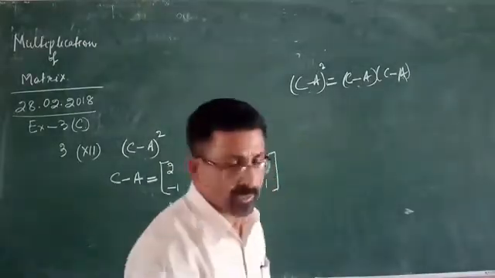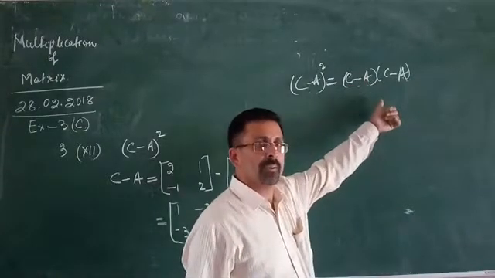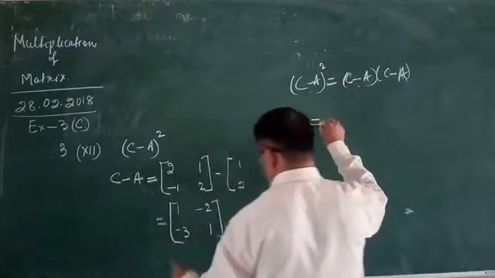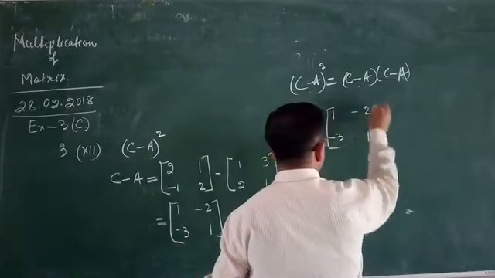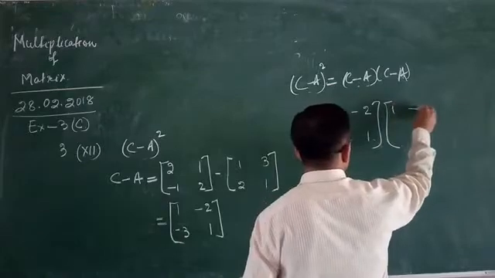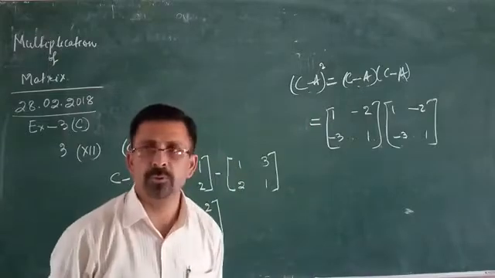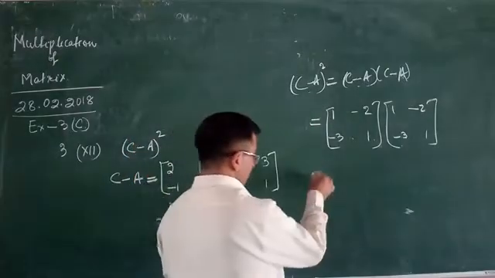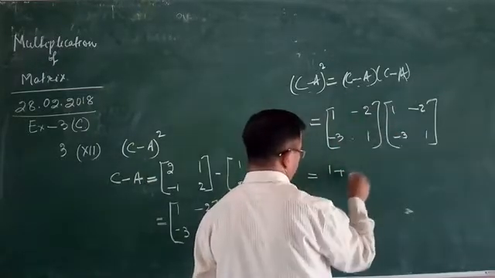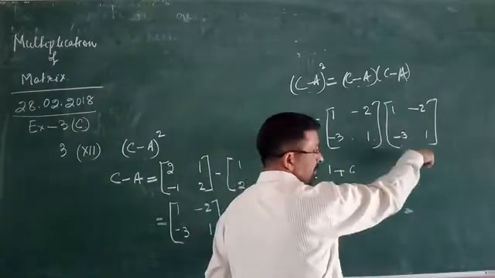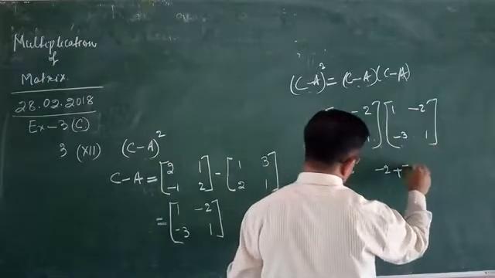Now the meaning of this is that this matrix is multiplied by itself. So C minus A is calculated: 1, negative 2, negative 3 and 1. Then the same matrix 1, negative 2, negative 3 and 1. Now we are going to use the concept of multiplication. First row and first column: 1 into 1, 1, plus negative 2 into negative 3, positive 6. Then go to the second column: 1 into negative 2, negative 2, plus this into this, negative 2.